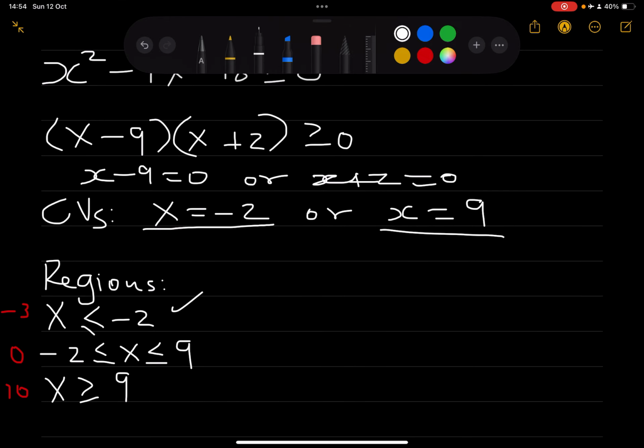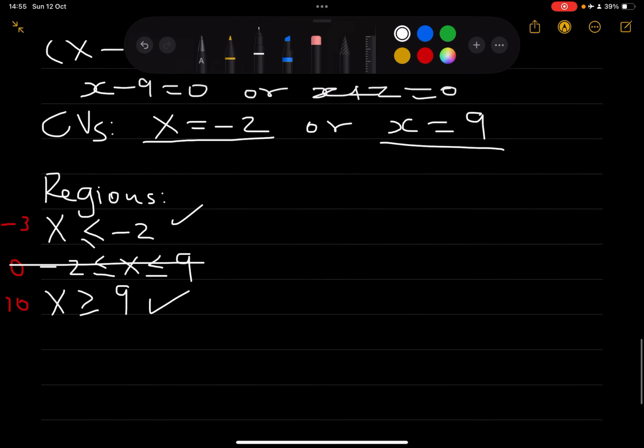Then let's take 0 and see. If I put 0 here and 0 there, we're going to have 0 minus 9, and then 0 plus 2, right? So we're going to have minus 18. Is minus 18 bigger than 0? That's false, right? So this region is out. All right, and then let's put 10 in and see. I'm going to replace the 0 with 10, so I'm going to have 10 minus 9 and 10 plus 2, and I get 12 again, which is bigger than 0. So this region will be accepted.